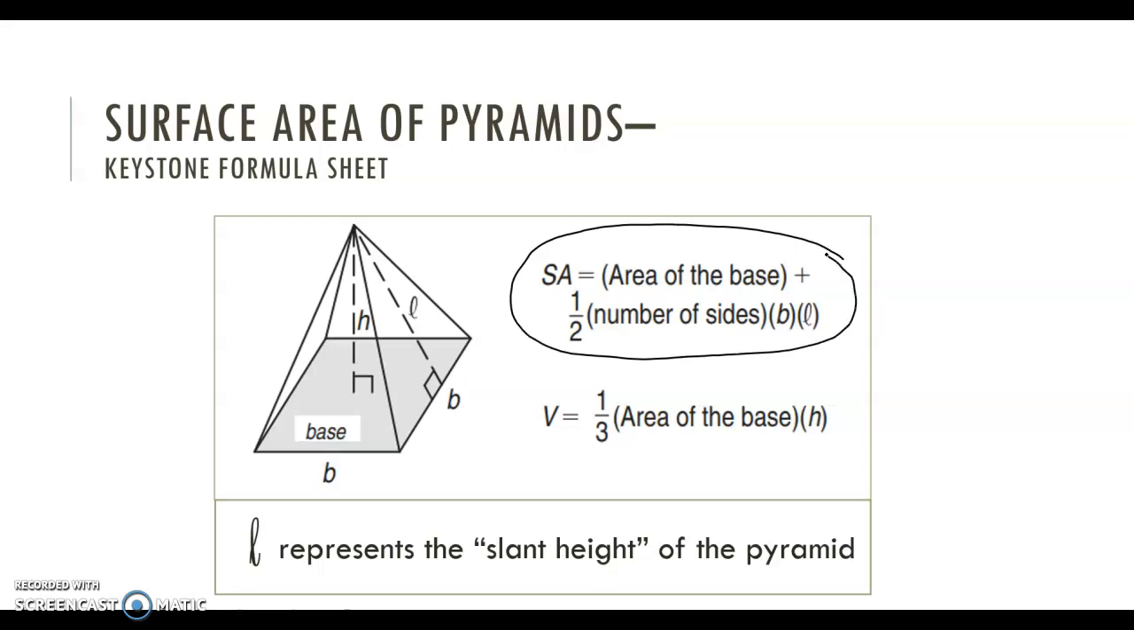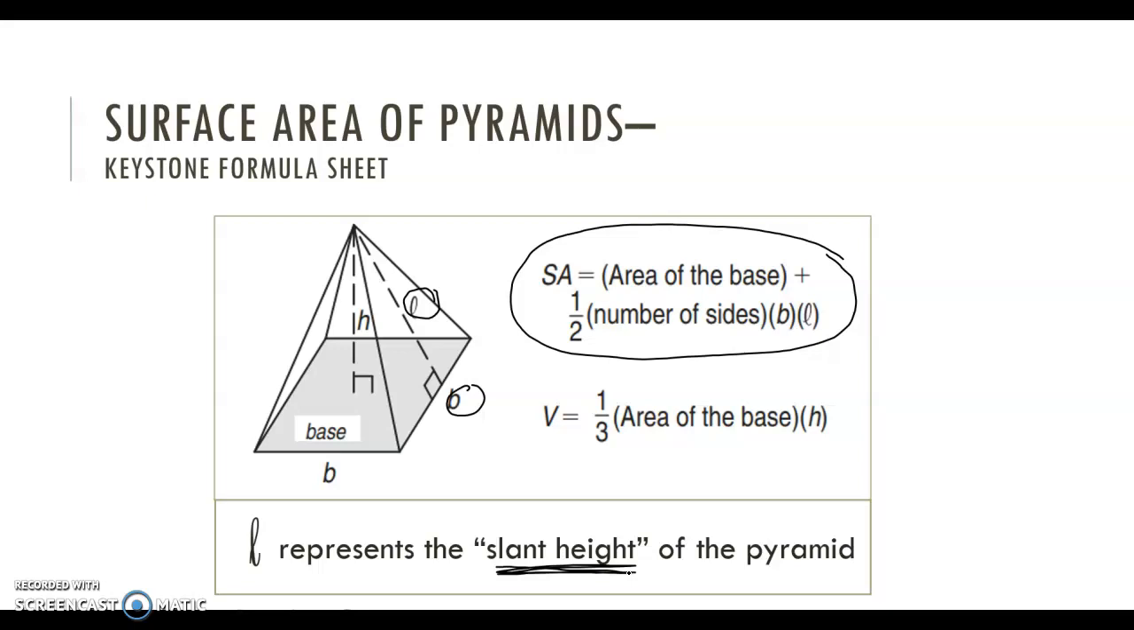Okay, so going through this formula, first you're going to take the area of the base, whatever the base is of the pyramid that you're given. Then you're going to add 1/2 times the number of sides of the base times what each side measures. That's that lowercase b, so the measure of each base side, times this script L. And what that script L is symbolizing is the slant height of the pyramid. So like, what is the height of just one triangular side of a pyramid?